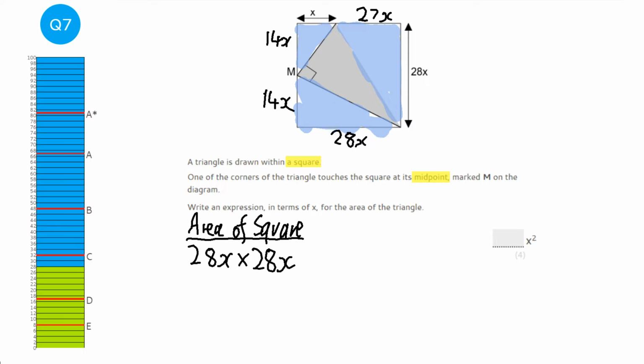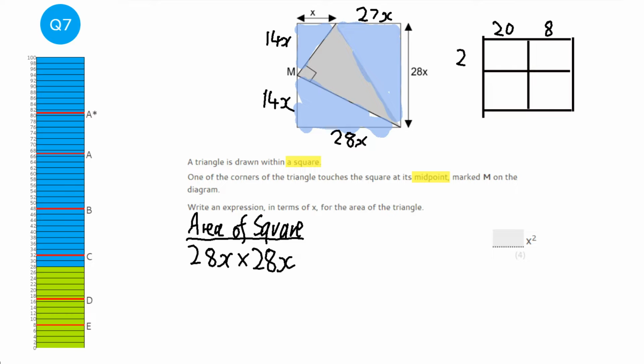Okay, let's do some working out then. So I want to do 28 times 28. I'm going to do it up here, I've got a bit of space here. So 28, so 20 and 8. Don't worry about the x because we'll deal with those later. Times 28. So 8 times 8 is 64. 8 times 2 is 16. But 8 times 20 would be a 0 at the end.